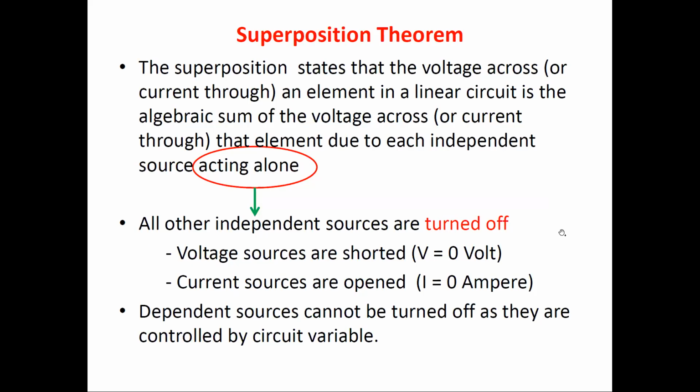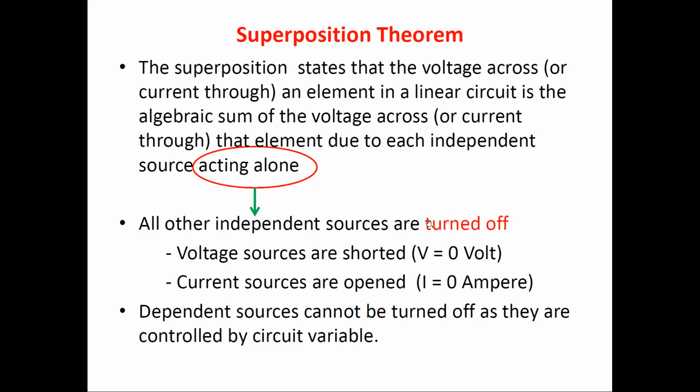So what is the theorem all about? It states that the voltage across or the current through an element in a linear circuit is the algebraic sum of the voltage across or the current through that element due to each independent source acting alone. Meaning that if you have a circuit that contains two sources, you only turn on one source while the other source needs to be turned off.